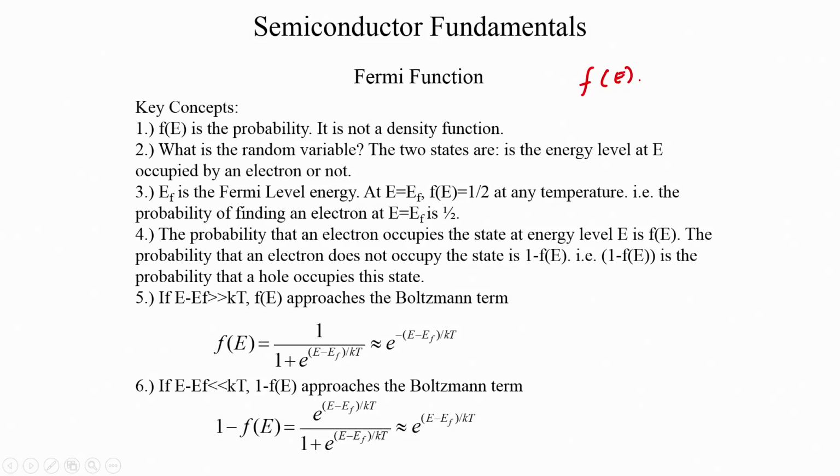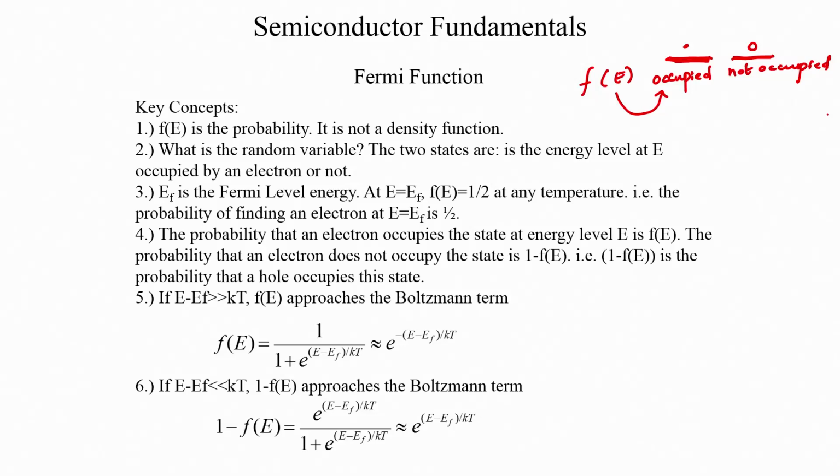And if it is a probability, what is the random variable? The random variable is the two conditions or the two states. Given an energy level, is it occupied by an electron or is it not occupied by an electron? These are the two possibilities. It is like a coin toss with a head and tail being the two outcomes. So, occupied is one state and not occupied is the other state, and the probability that it is occupied is given by f of E.